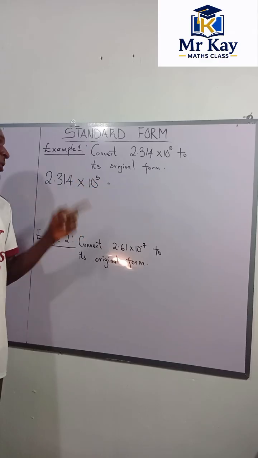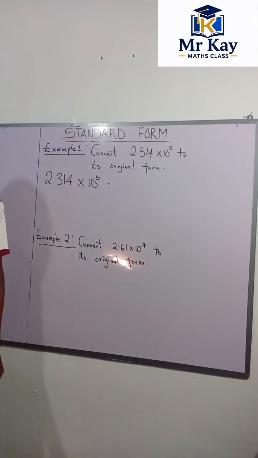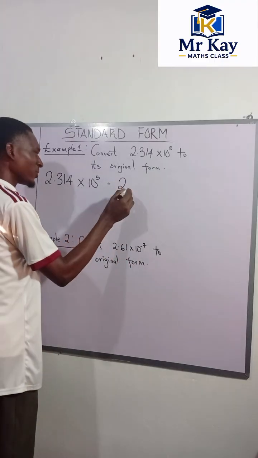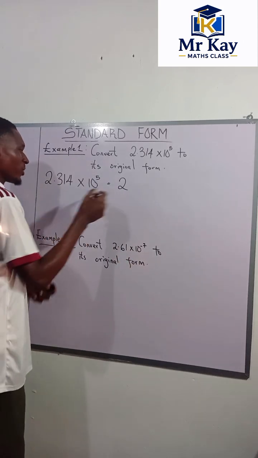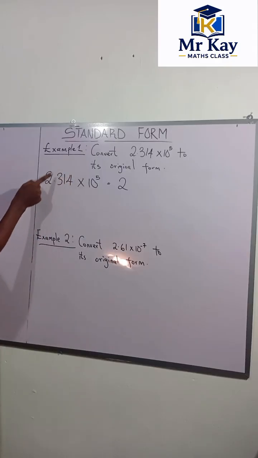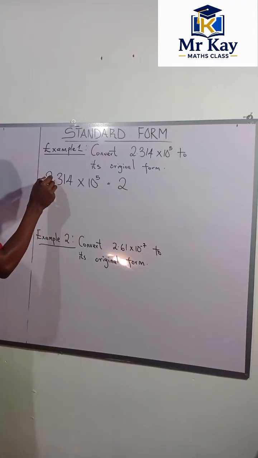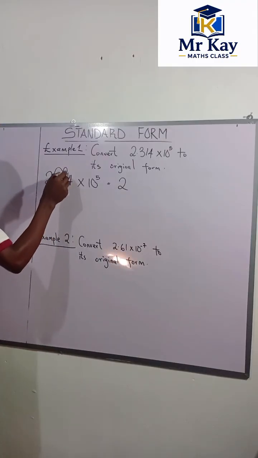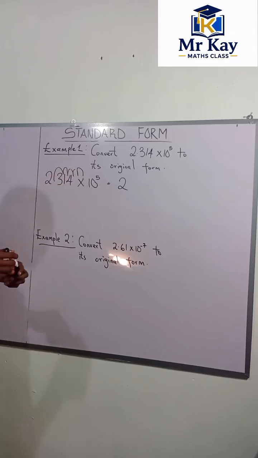So for you to get your answer, you are going to move it to the front 5 times. You are going backward. Are you getting what I'm saying? That means this 2.314, this point has been moved backward 5 times. That is why it was here. So we have to move it back to where it was before. 1, 2, 3, 4, 5. You have to move it back to where it was before.